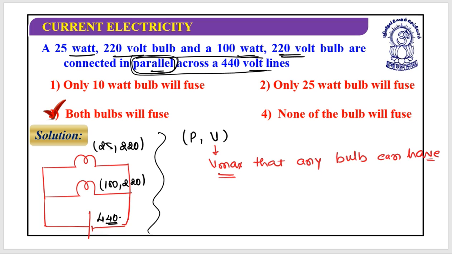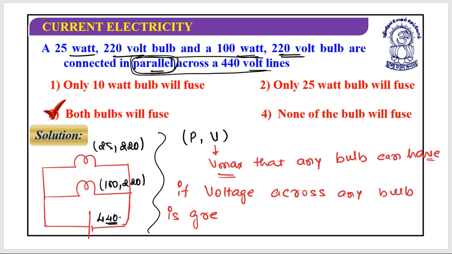This is the maximum voltage that any bulb can have. If we are providing anything greater than V max, or what if the voltage across any bulb is greater than Vmax, then that bulb will fuse.